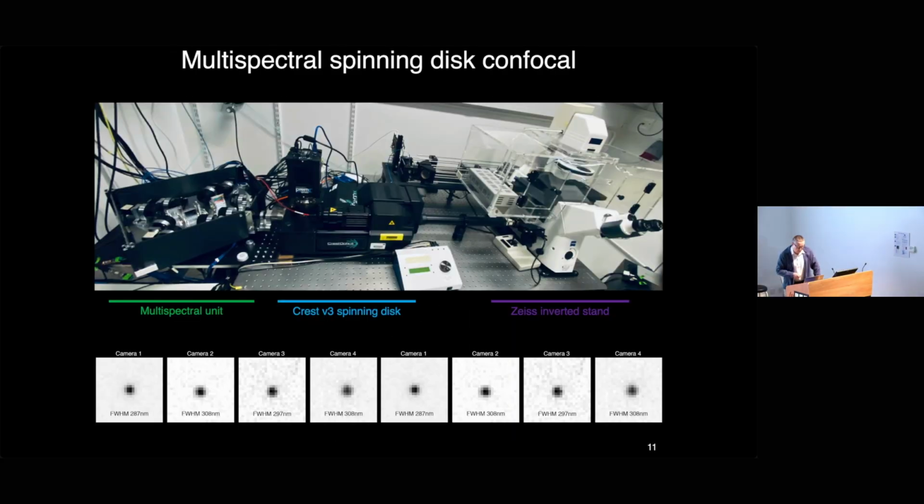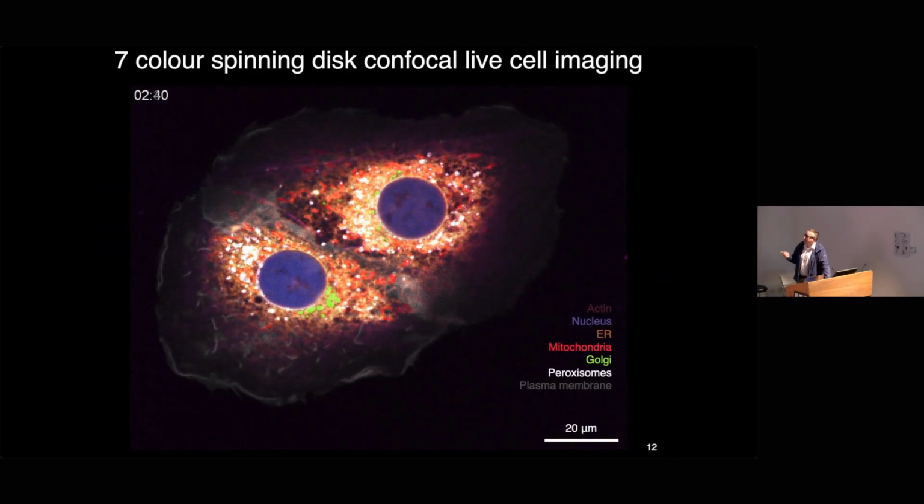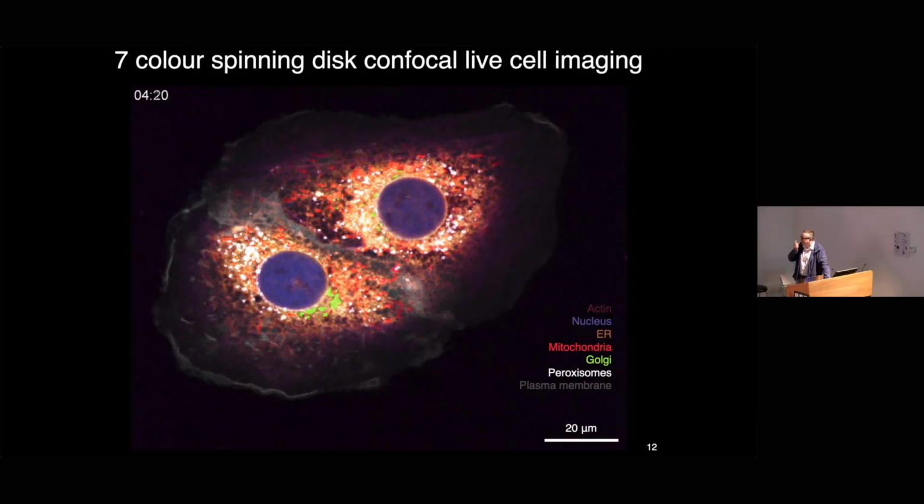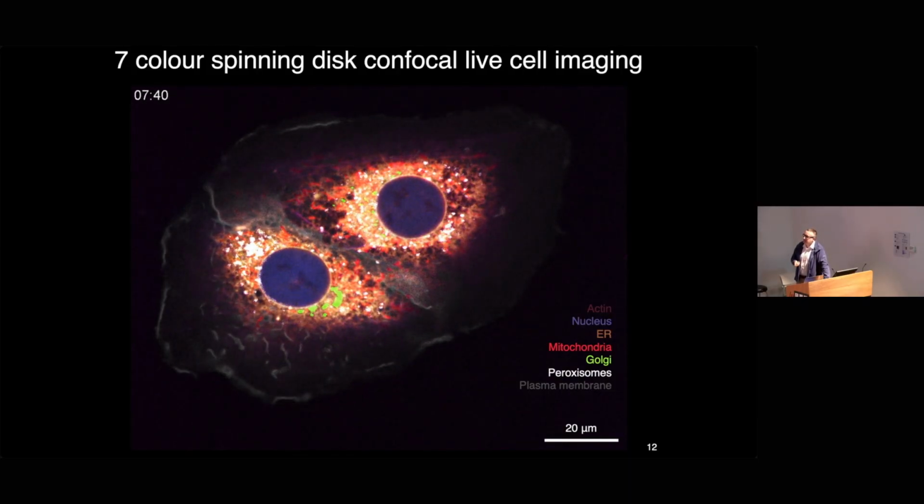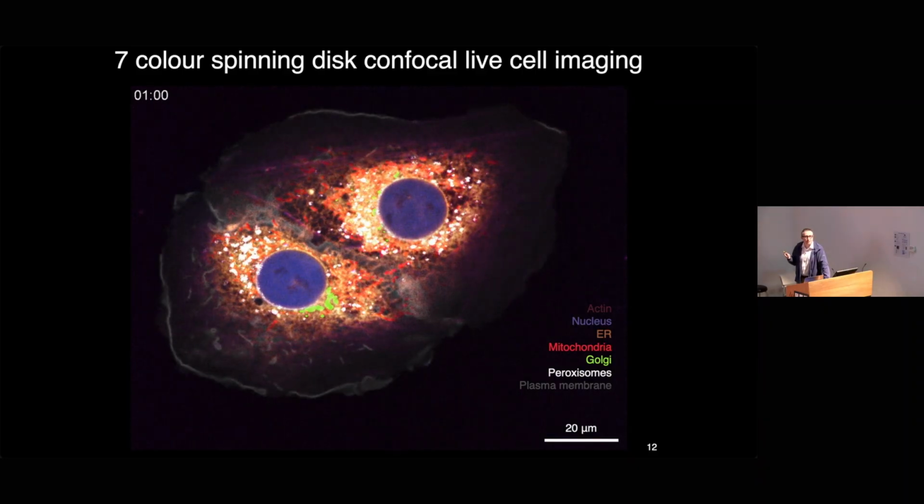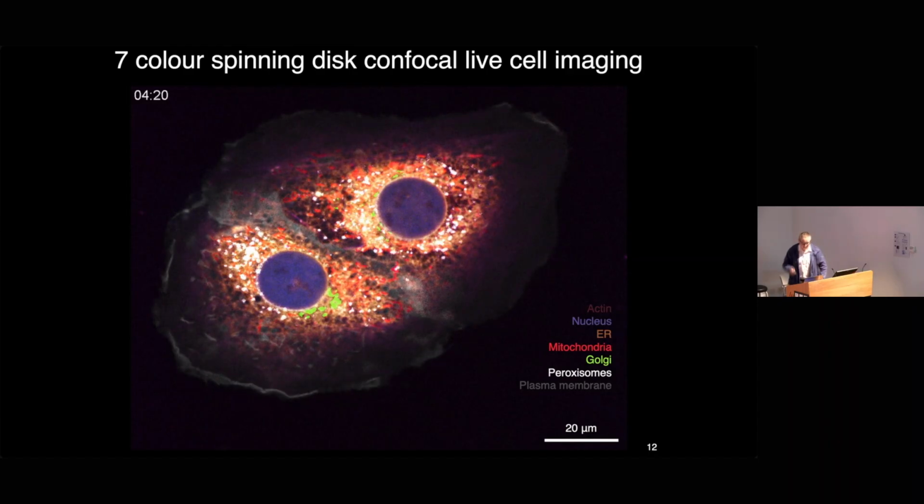So now we can take this camera tree system, take the camera off a spinning disc microscope, bolt this on instead, and measure some point spread functions to show that we haven't reduced the spatial resolution, and now we've got our video rate multispectral acquisition system. So you label a cell with 7 things. Here we've got the actin, nucleus, the endoplasmic reticulum, mitochondria, Golgi, peroxisomes, and the plasma membrane, and then you just acquire images as normal. Put it through the algorithm, and you get back your individual components.